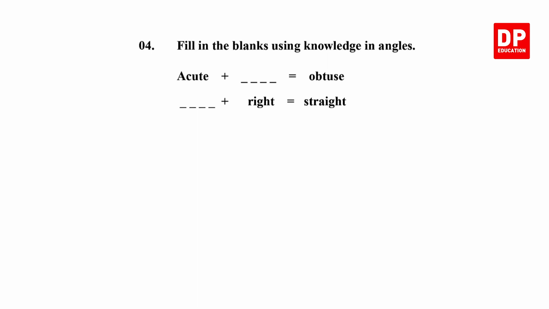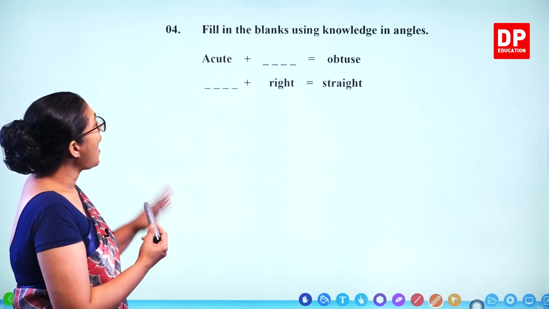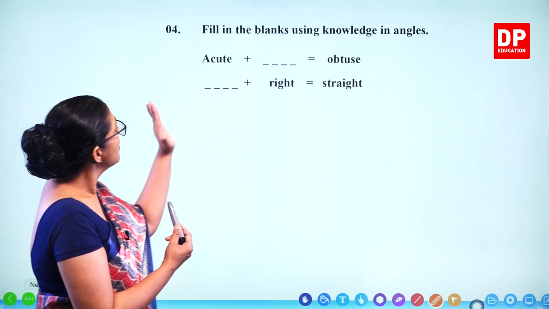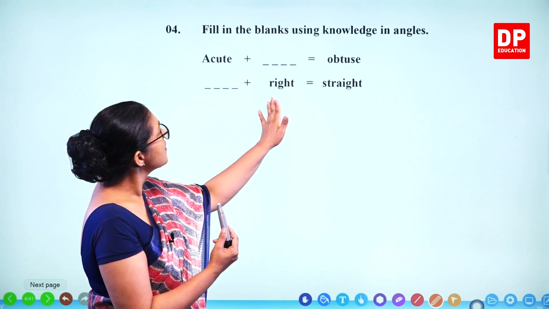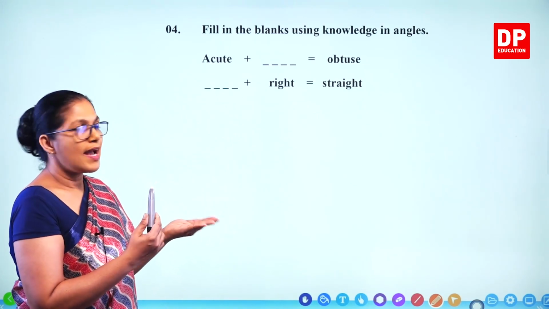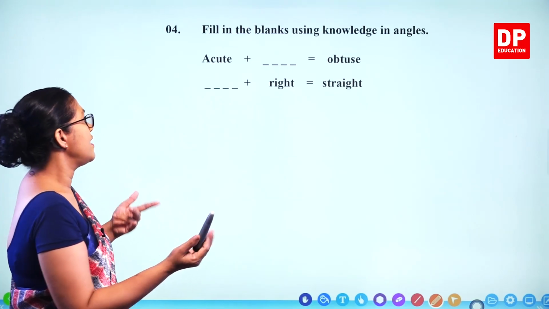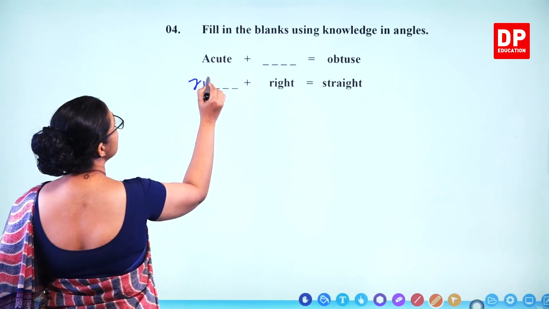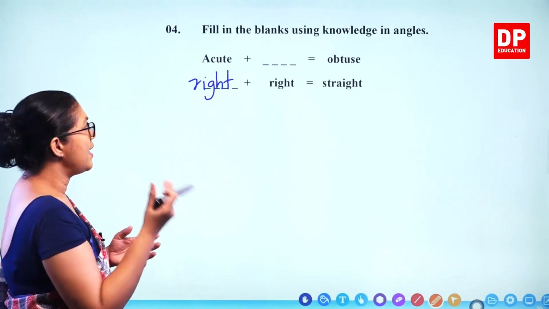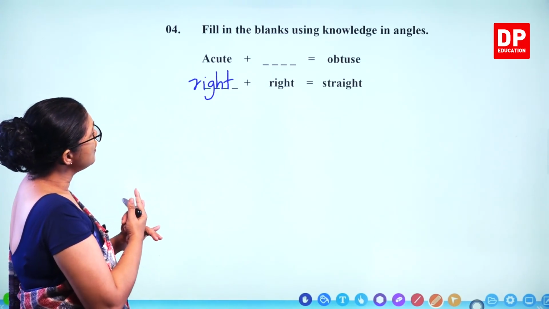Question number 4. Fill in the blanks using knowledge of angles. Acute plus something, you get obtuse. This one plus right angle, you get straight. So a right angle is 90, a straight angle is 180. So definitely this should be a right angle. 90 plus 90, 180. But what about this one?